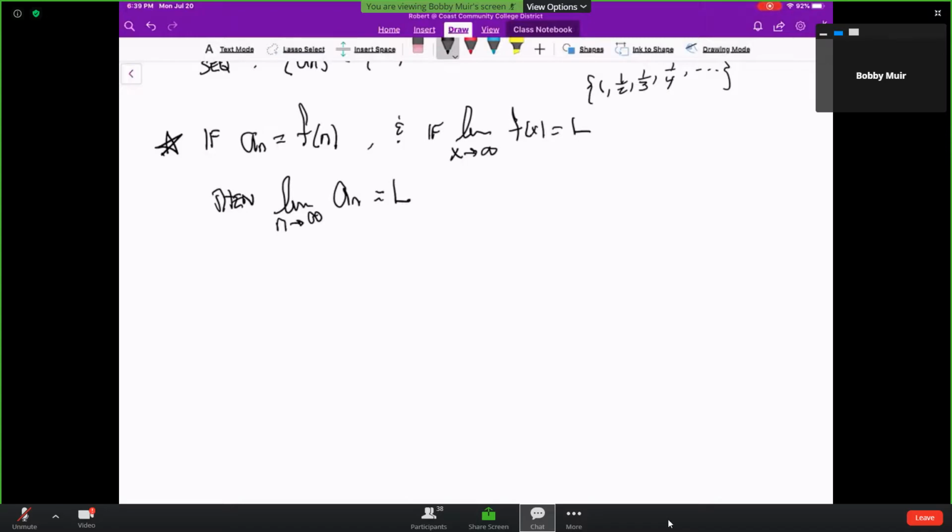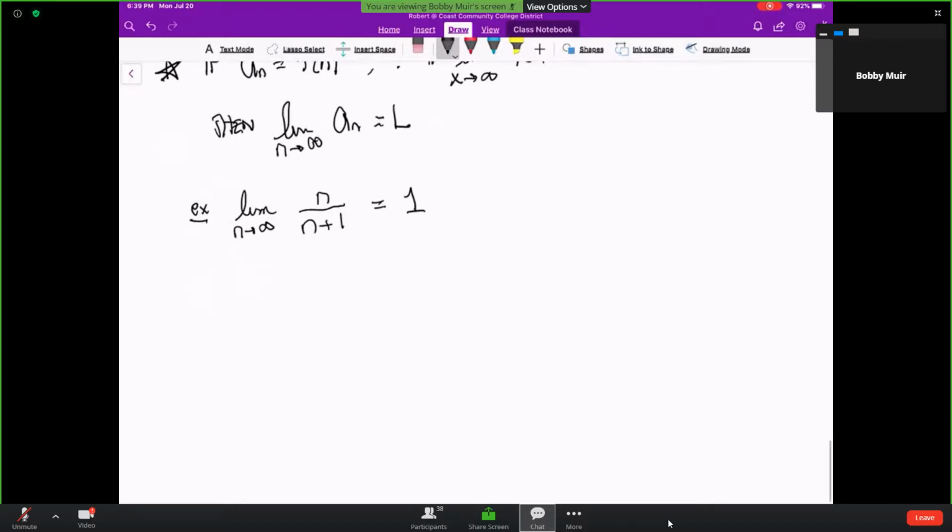So, for example, the limit as n tends to infinity of n over n plus 1 is equal to 1, whether you want to use L'Hopital's rule or something else. That's what we get. And there were some special results that I wanted you guys to remember, because they're going to be coming up next week.